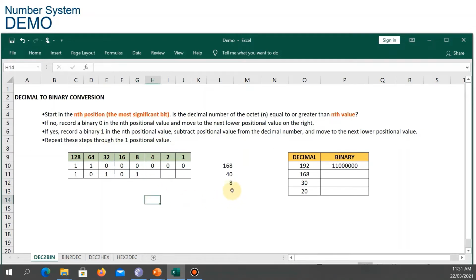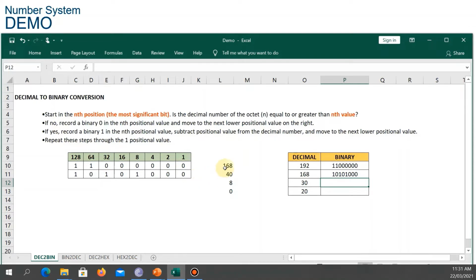Then we need to subtract 8 from the current positional value, which is also 8. That would give you 0. Now, no values are left, so we need to enter 0 in the remaining binary positions. So this would be 0, 0, and 0. Therefore, 168 is equal to 10101000. All right, so that's how easy it is to follow this procedure.